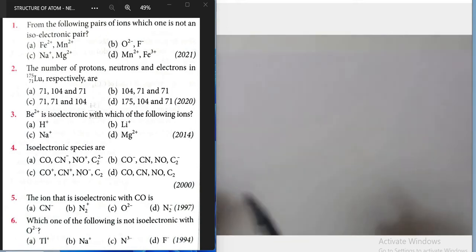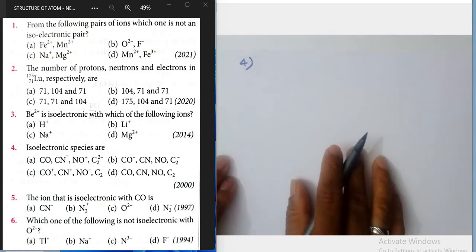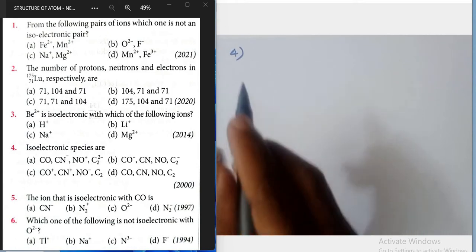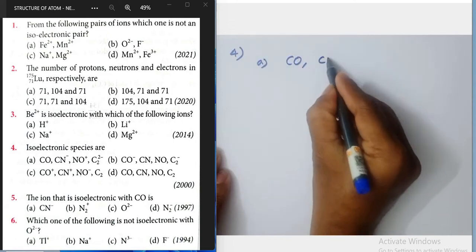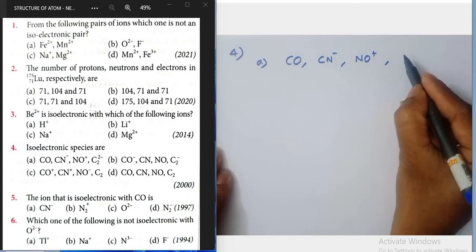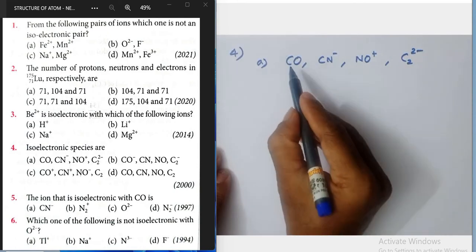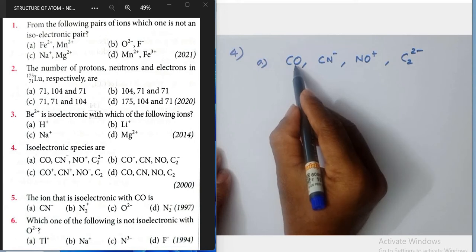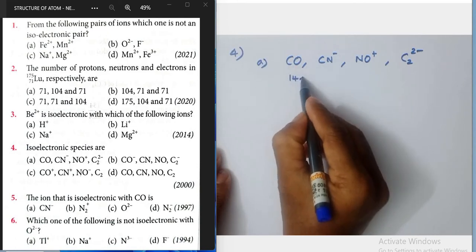So see question number 4. In question number 4, they are asking isoelectronic species. In option A, 4 species are given: carbon monoxide, cyanide ion CN minus, NO plus ion, and C2 2 minus ion. Listen, carbon atomic number 6, oxygen atomic number 8. So 8 plus 6, 14. So carbon monoxide has 14 electrons.